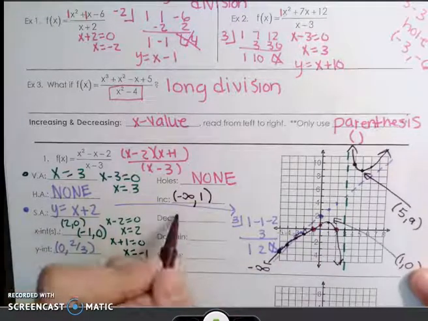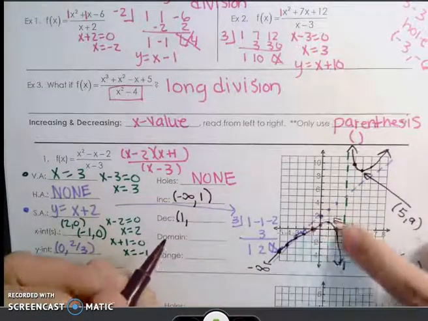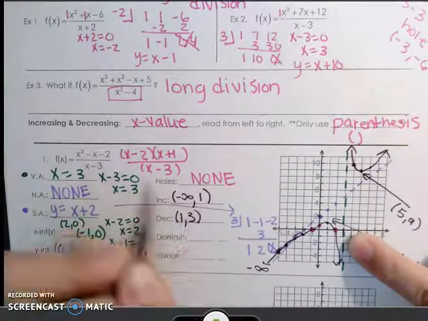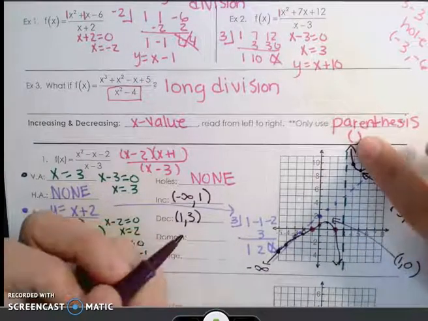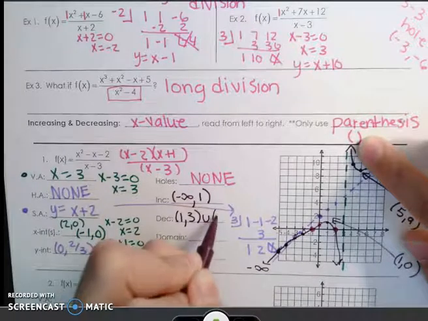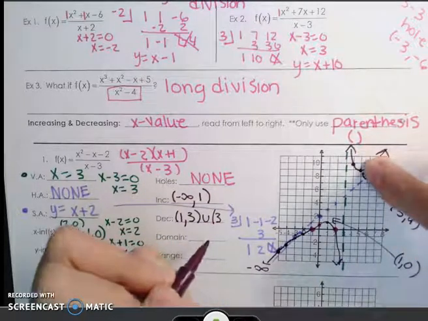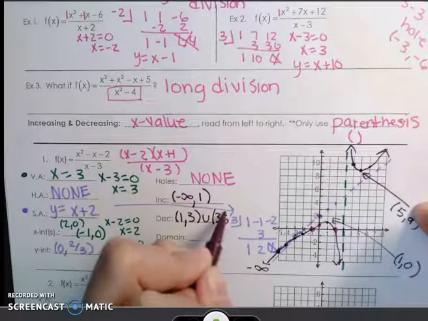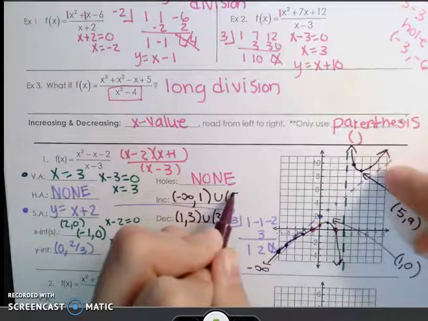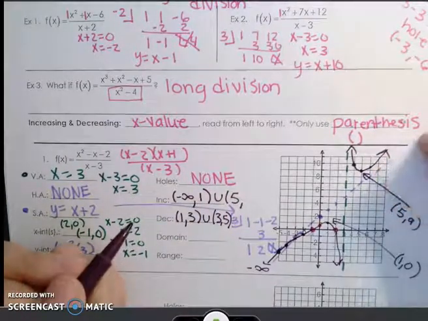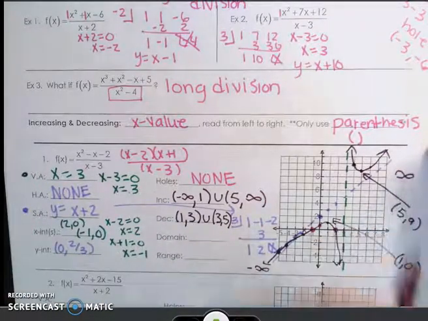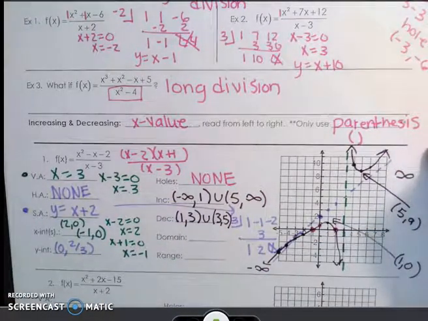So 1. Then it starts decreasing. So I'm decreasing from 1 to, and it gets really close to this line, so we're going to put this number right here, which is 3. Then from here, it's also decreasing, but we had to skip over this, so we're going to say union 3. It's decreasing until I get to the x value of 5. Then it starts increasing again, union from 5 all the way across, which would be positive infinity, because remember this is the positive infinity x value side of your graph.